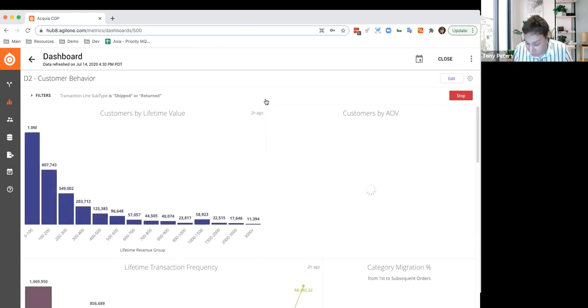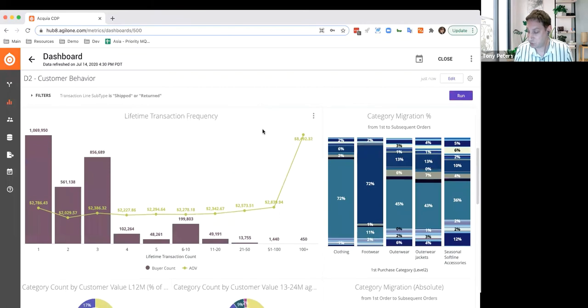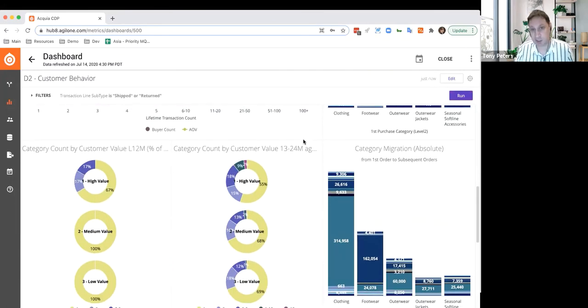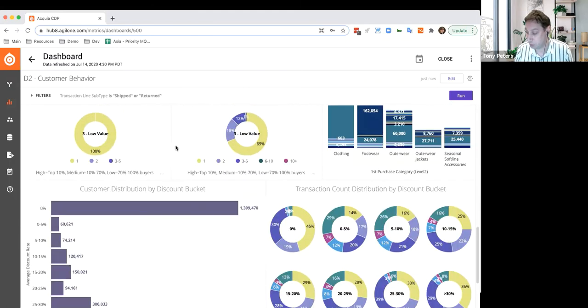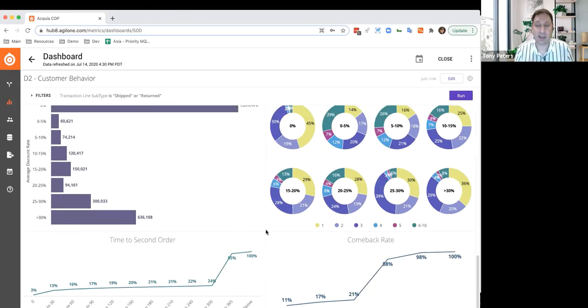So they're going to be looking at different data. So these dashboards need to be applicable to those different needs and be able to be set up and configured within there. So for instance, in this one, we could be looking at customer data, customers by lifetime value, category migration. A lot of these ones are retail focused, of course, but there are many different use cases a CDP can be used for. Customer distribution, time to second order, all of this type of information can be set up and looked at within here.